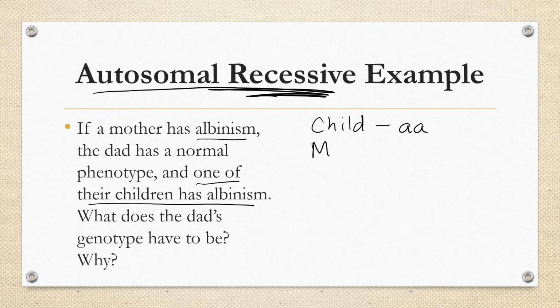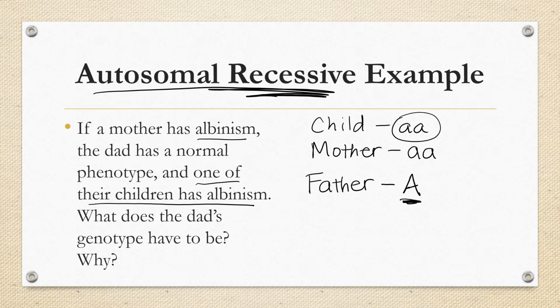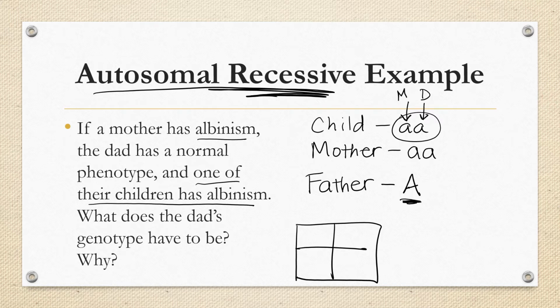The mother has it as well. So the mom is also little a. Now the dad is going to have the normal phenotype. So he's going to have at least one capital A, because that capital A is dominant and it's going to protect him if he happens to have a little allele, the recessive one. But now, in order for the child to have the same genotype as the mother, it gets one letter from the mom and it gets the second letter from the dad.